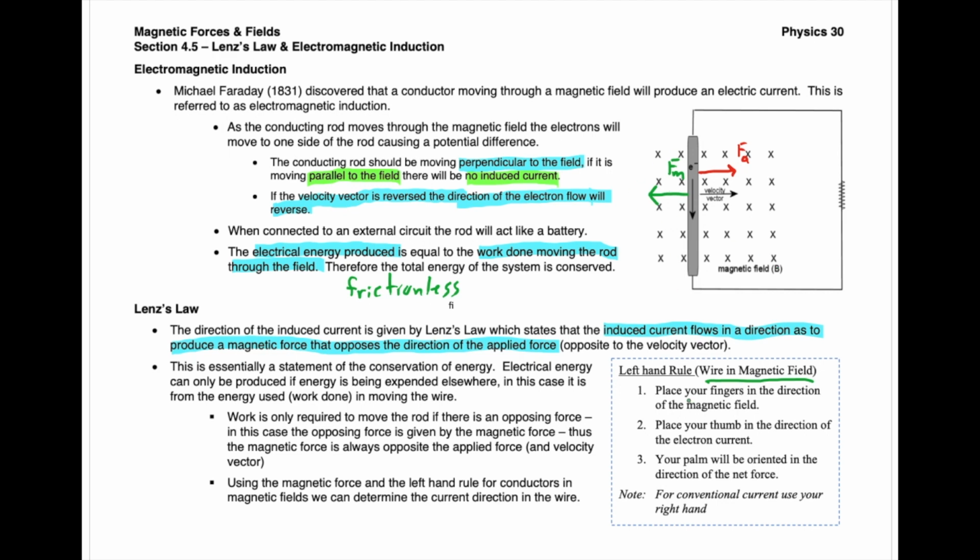So we have used this left-hand rule before. Again, for conventional current, use your right hand. But make sure that you are always using the magnetic force and not the force applied. And remember that magnetic force is always opposite the direction of that velocity vector.